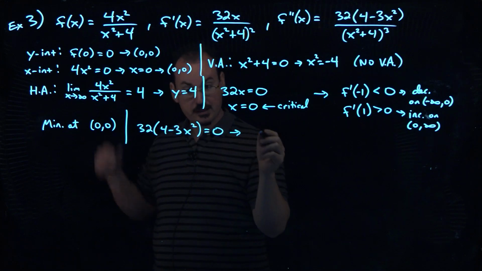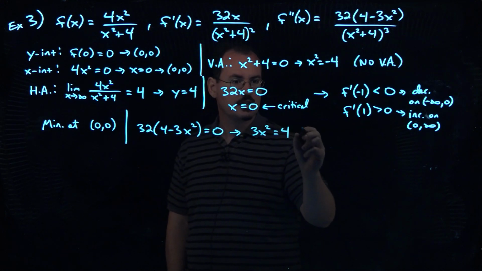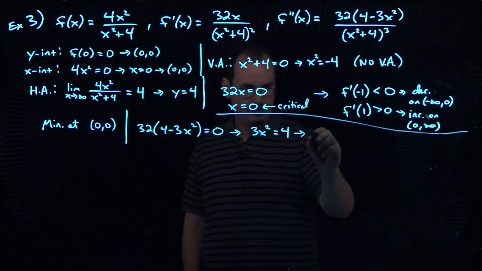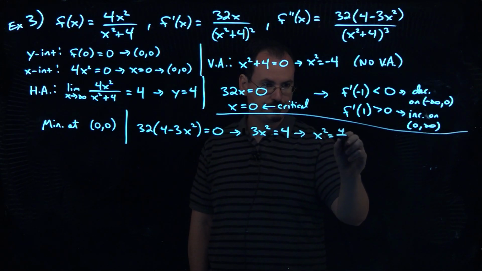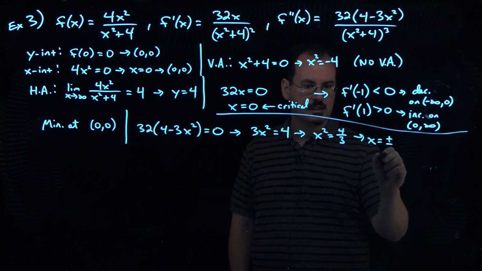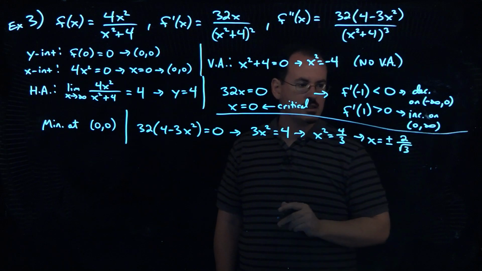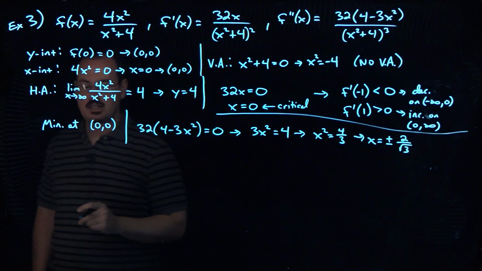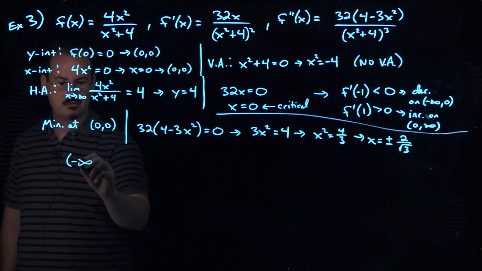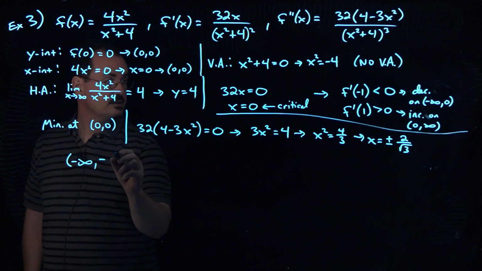And I could just move the 3x squared to one side and get 3x squared is equal to 4. Divide both sides by 3. Get x squared is equal to 4/3. Take the square root of both sides. Get x is equal to plus or minus the square root of 4/3. So that's 2 over the square root of 3. Okay, so there are our possible inflection points. So now we're going to have to make another table. This one we will do because we've got 2 possible inflection points. So we'll go from minus infinity up to minus 2 over root 3.